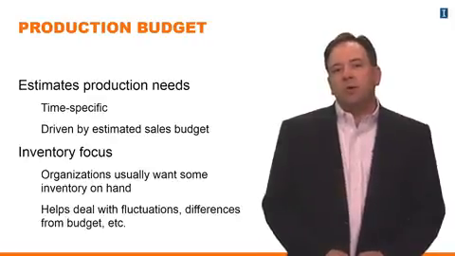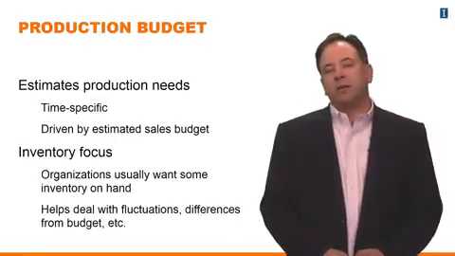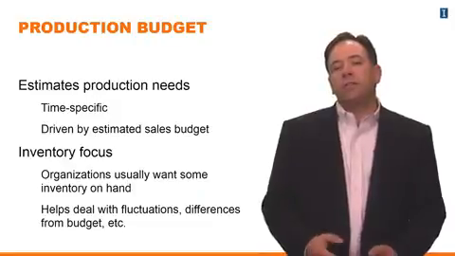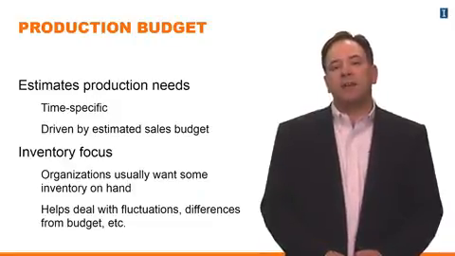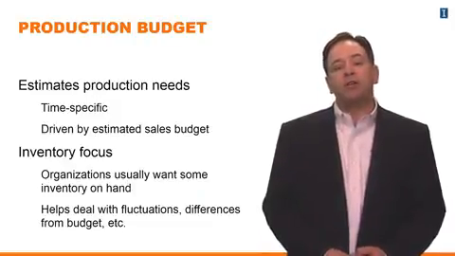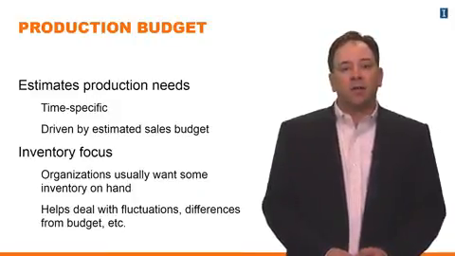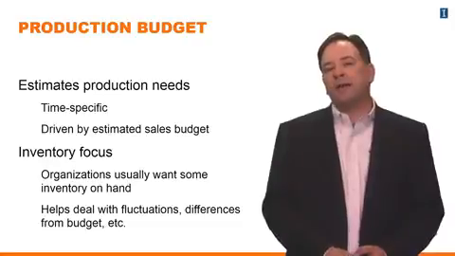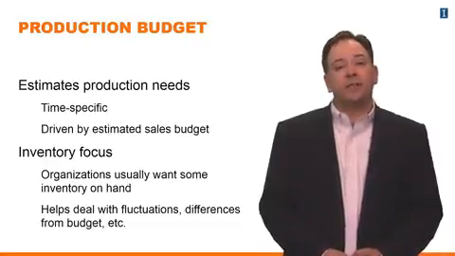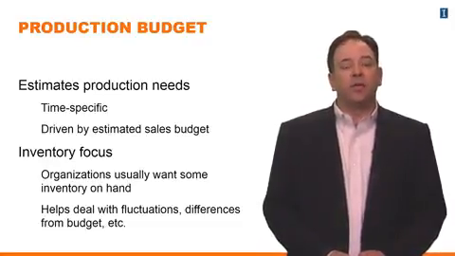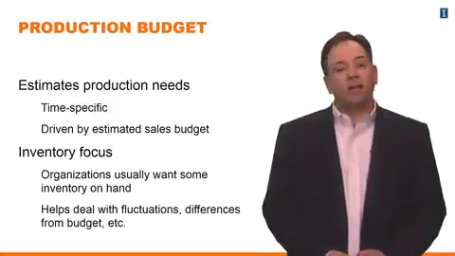There is an inventory focus inside of the production budget. Organizations usually want some inventory on hand at the end of an accounting period. It helps deal with fluctuations, differences from expectations or budgets, etc. And it's also inventory that's saved for a rainy day, just in case next period sales are higher than projected. You'll see this inventory focus in our example.